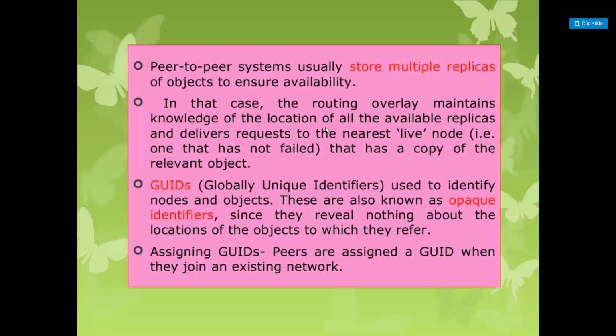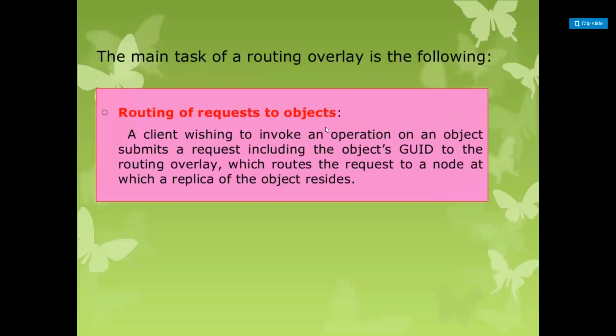Next, assigning GUIDs. Peers are assigned a GUID when they join an existing network. Any node that enters the existing network needs to be assigned a GUID. So the peers are assigned a GUID when they enter the network.